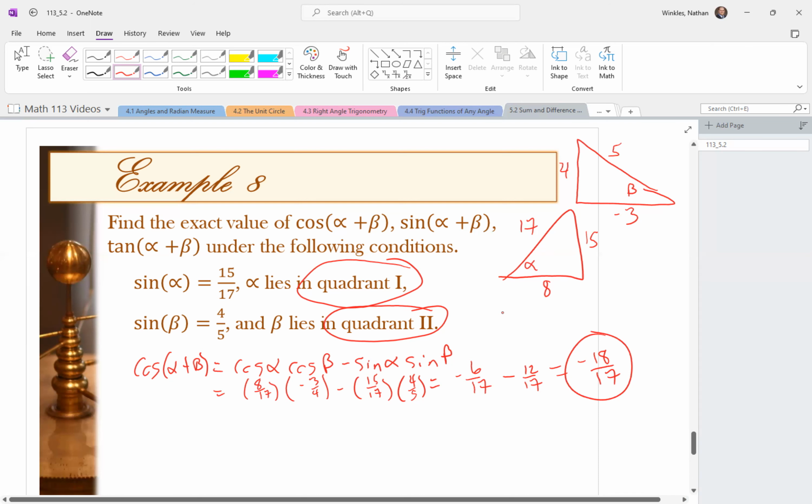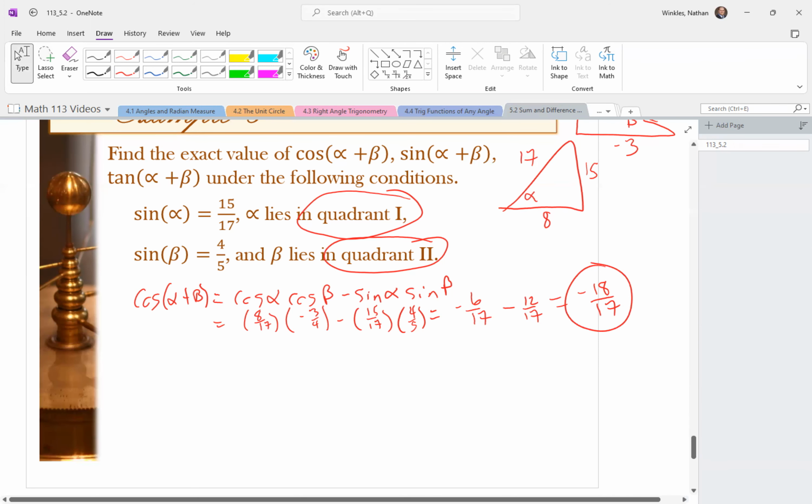Double check and make sure. So I was doing all that in my head right there. So now we want to do sine of alpha plus beta. So we have sine alpha cosine beta plus cosine alpha sine beta.